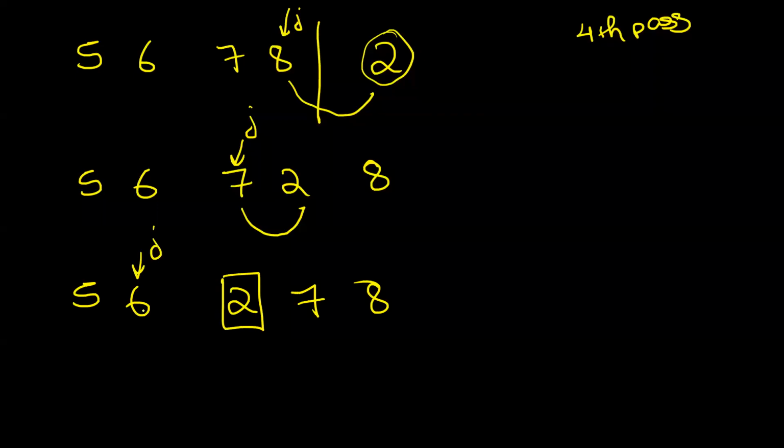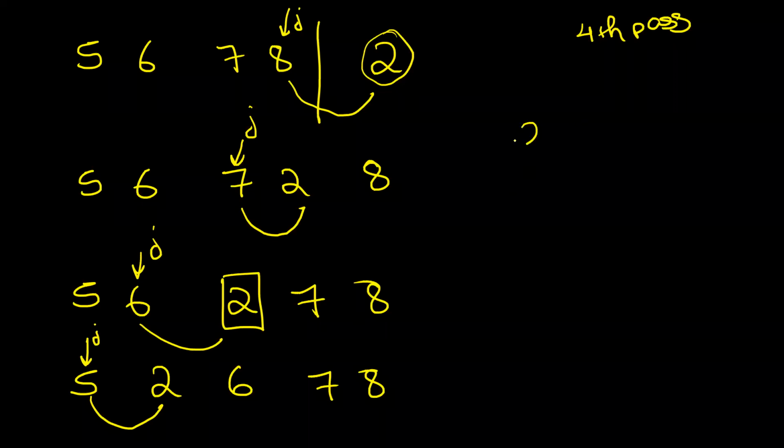Again, I will compare ARR of j with ARR of j plus 1. So 6 is greater than 2. I again do a swapping and then do a j minus minus. So what happens? 2 comes here, 6 goes here, 7, 8. Then I will compare ARR of j with ARR of j plus 1. I compare 5 with 2. Again, I will swap. So what happens?